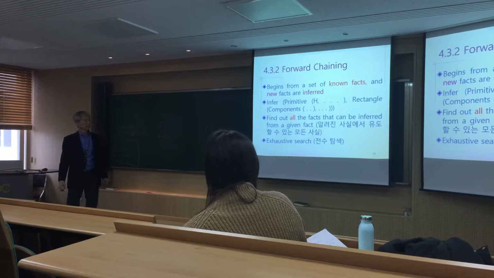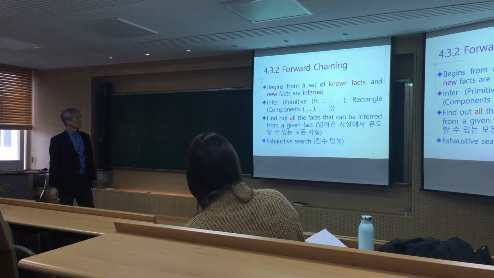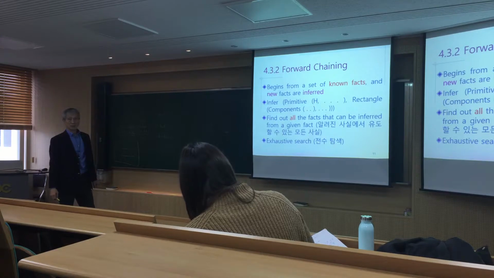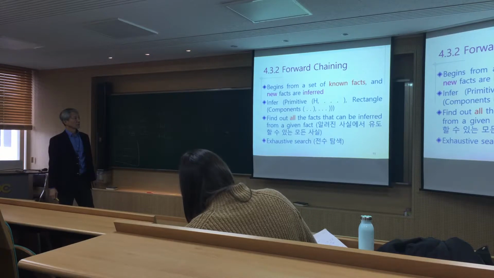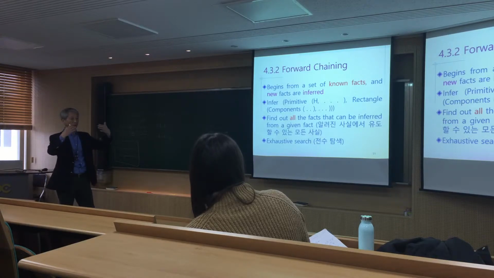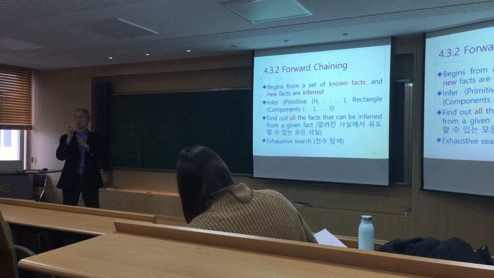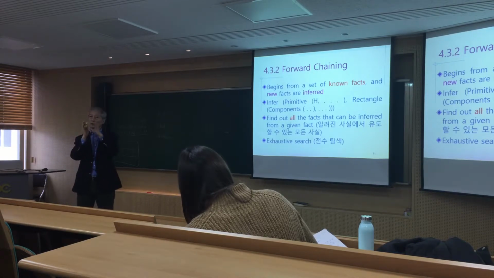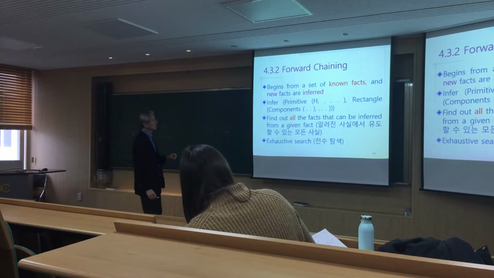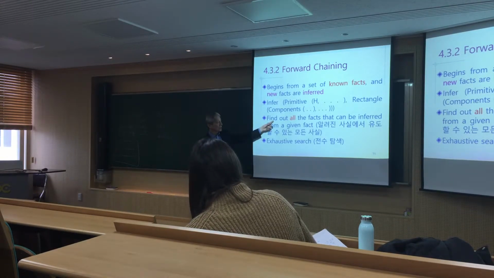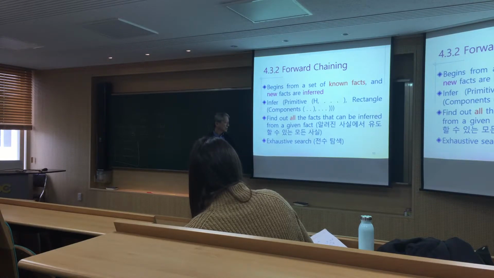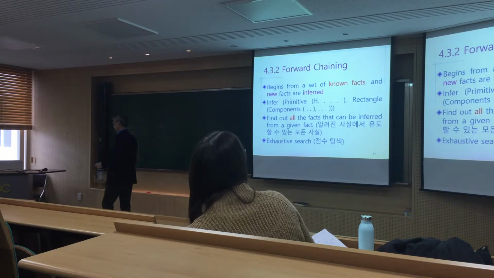Forward chaining is a little bit different. They start from a set of known facts, and new facts are inferred using known facts. They arrive at all they can find out, because there are no directions. We don't know where to go. So it finds all the facts that can be inferred from a given set of facts. So it can be said to be an exhaustive search system.